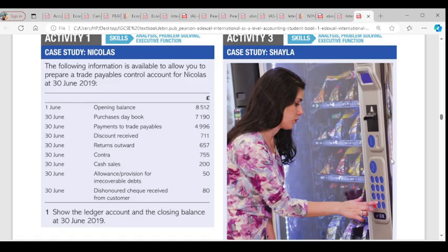So the items here will be 4,996 plus 711 plus 657 plus 755, minus 8,512 plus 7,190. The total on the credit side is 15,702, which is less than the debit side of our trade payables control account. So we still have to pay our trade payables 8,583. The difference between the debit side and the credit side is what we are owing our trade payables.